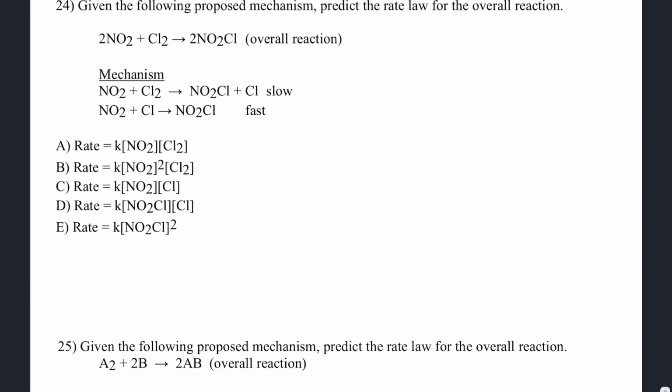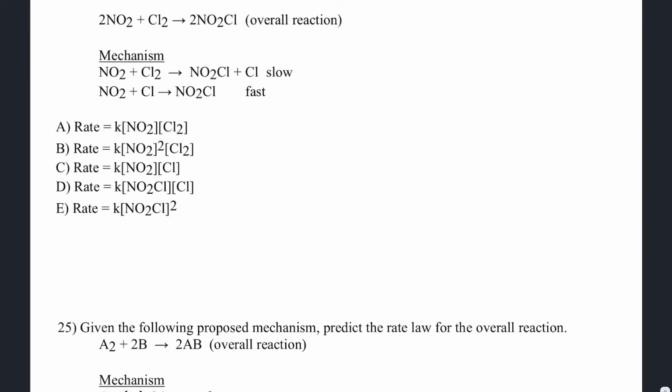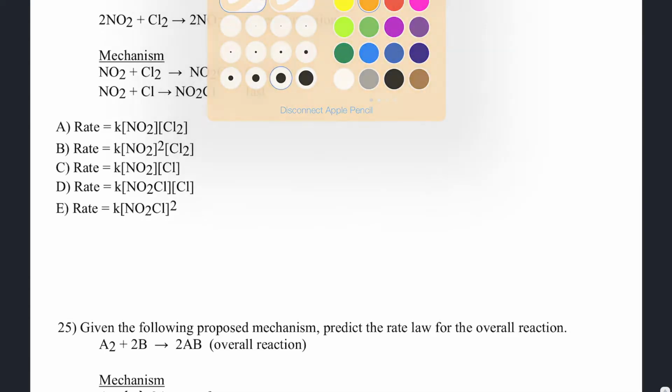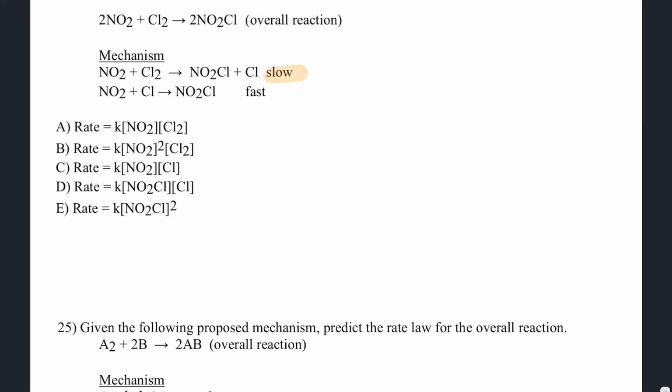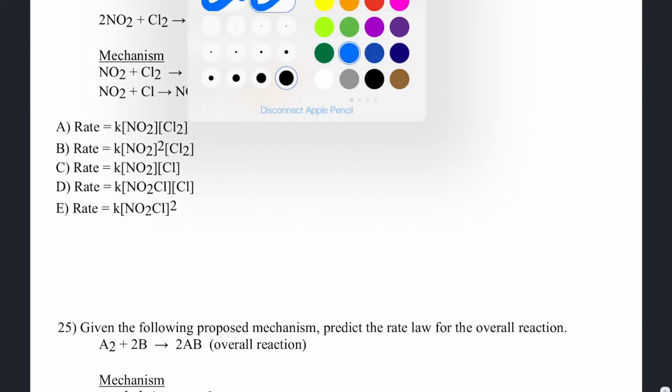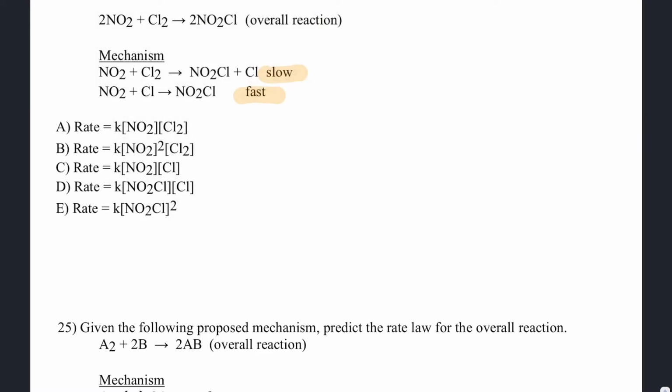So let's get started. Given the following proposed mechanism, predict the rate law for the overall reaction. We're given an overall reaction, as we see, and an established mechanism. When we look at a mechanism, we need to look at a couple things, and in particular, we're looking at whenever on the sides and the margins here, if it's a fast or if it's considered a slow step. Now, you've probably heard this before, but the slow step is the rate determining step.